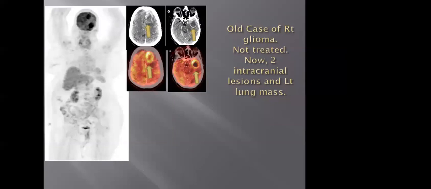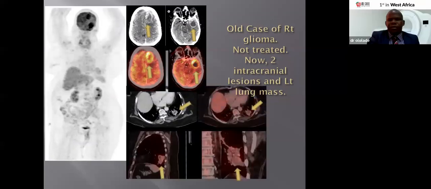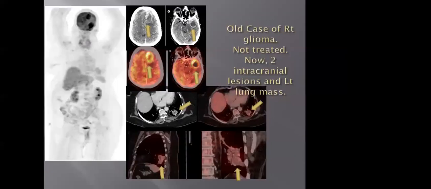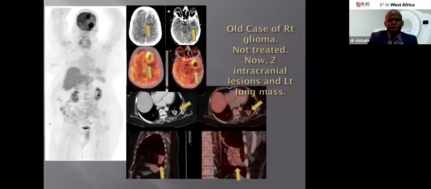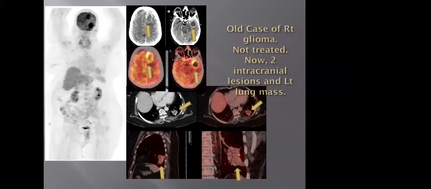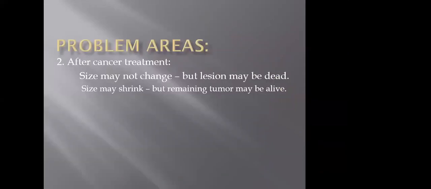This is a case of right glioma, which was not treated and now presented with 2 lesions in the brain and a left lung mass, which you can see. The lung mass was not FDG positive, not PET positive. And we reported that this is not a primary lung mass, but these are primary intracranial gliomas. And the lung mass we reported as hamartoma. And the patient turned out that way. Thank you so much.